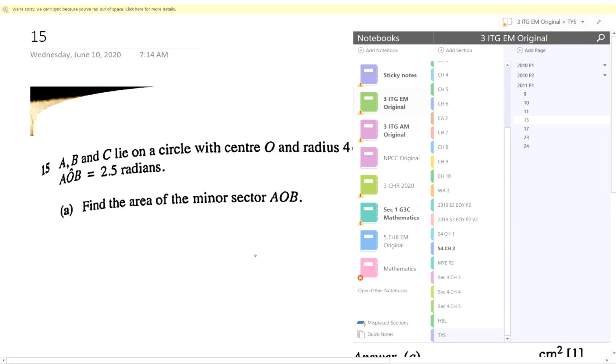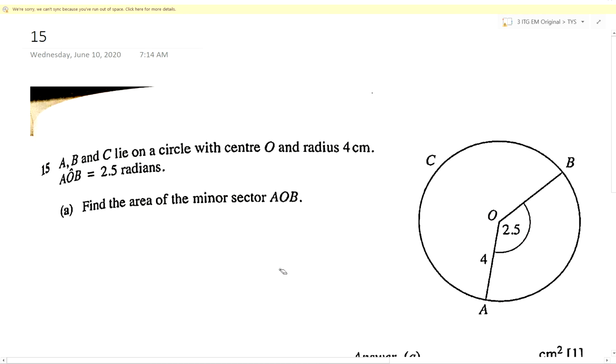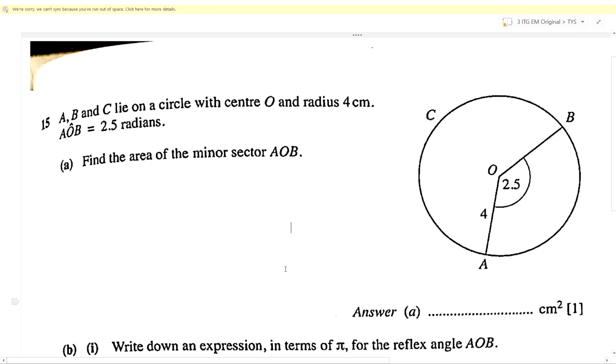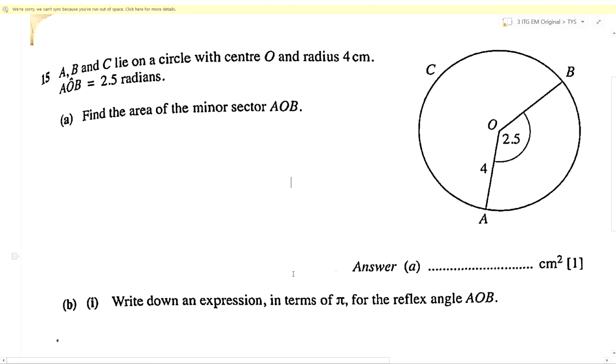Question 15. Radian question. You are all A-Math students. Radians should not scare you. So here we have angle AOB as 2.5 radians. They did not write the degrees, they did not write any units, therefore it implies that it is in radians.